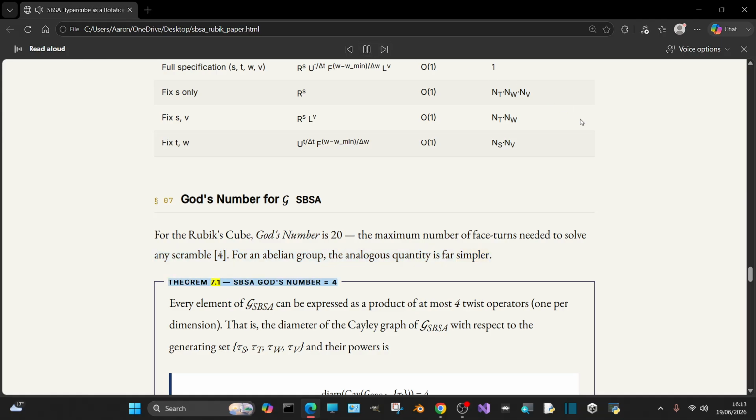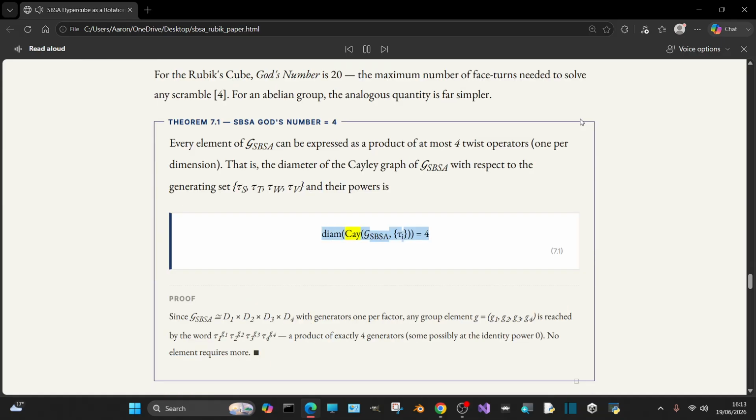Theorem 7.1, SBSA God's number equals 4. Every element of SBSA can be expressed as a product of at most 4 twist operators, 1 per dimension. That is, the diameter of the Cayley graph of SBSA with respect to the generating set S, T, W, V, O and their powers is diam(SBSA) equals 4.